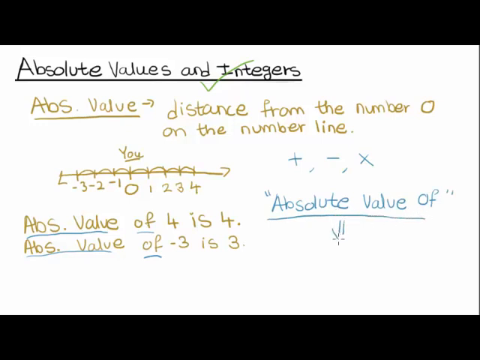Translates to this symbol right here, okay? And the symbol is just 2 lines. And whatever, so of 4 or whatever, that number or that expression or anything will go inside the 2 lines. So basically, if I want to say what is the absolute value of 4, I would write this sentence right here as this. Absolute value of 4 is equal to 4.